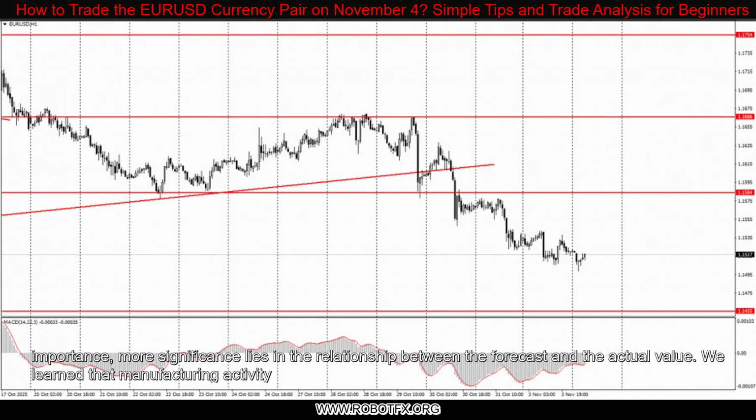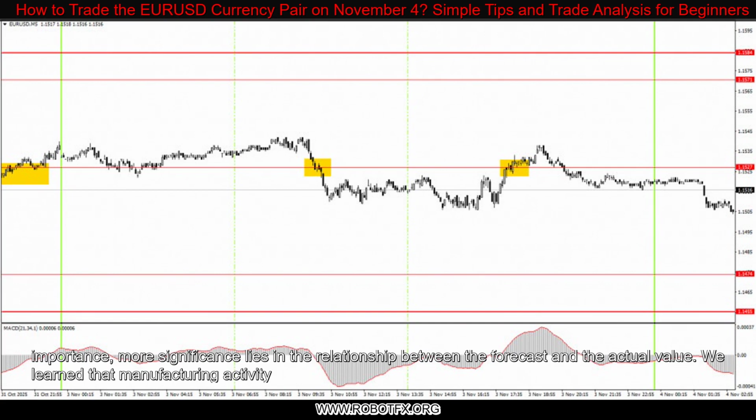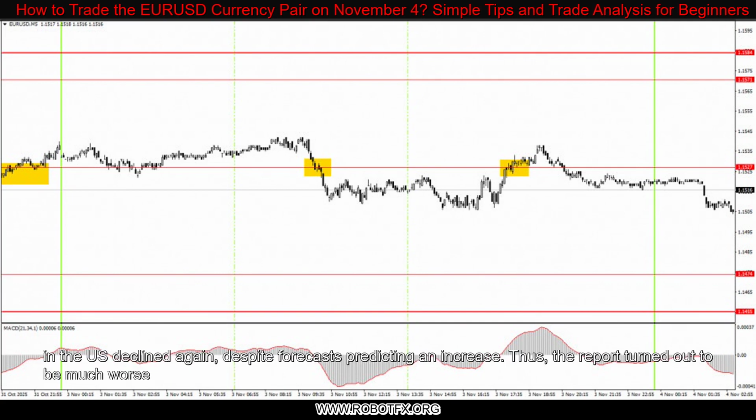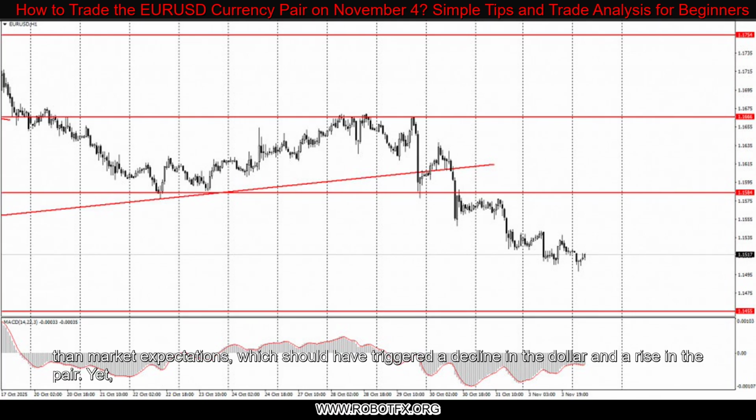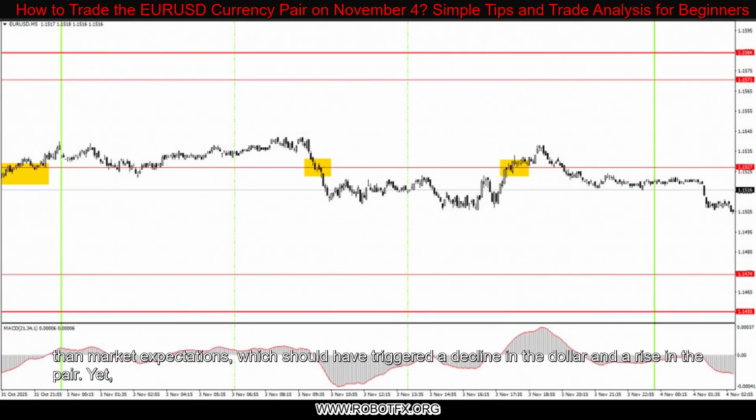Regardless of the report's importance, more significance lies in the relationship between the forecast and the actual value. We learned that manufacturing activity in the US declined again, despite forecasts predicting an increase. Thus, the report turned out to be much worse than market expectations, which should have triggered a decline in the dollar and a rise in the pair. Yet, we did not observe any growth in the pair again.